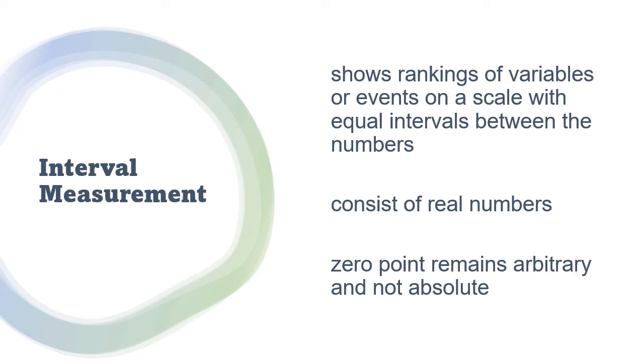When I talk about interval scale, they show rankings of variables or events on a scale with equal intervals between numbers, and it consists of real numbers. There is a 0 point, but this 0 point remains arbitrary and it is not an absolute zero. Meaning, there's a 0 here, but the 0 here does not imply that nothing exists. A good example would be temperature, especially temperature in 0 degree Celsius.